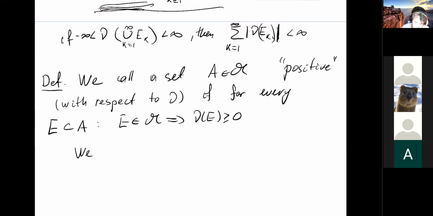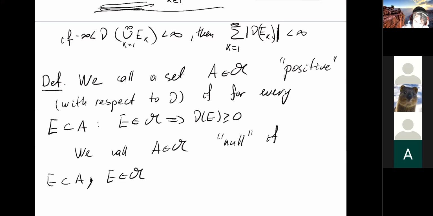And we call a null set, if for every E we have nu of E is equal to 0.